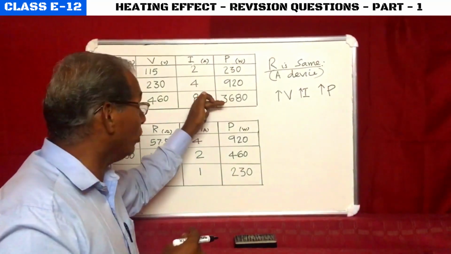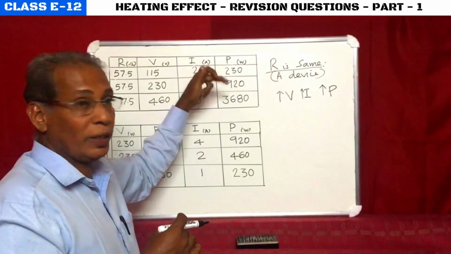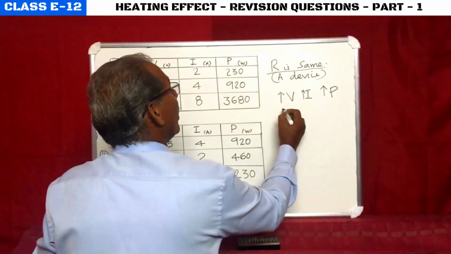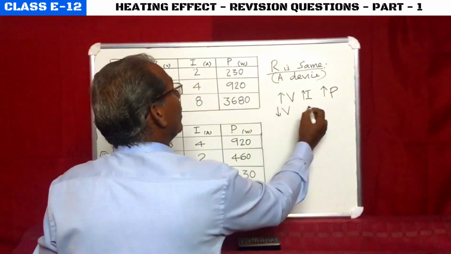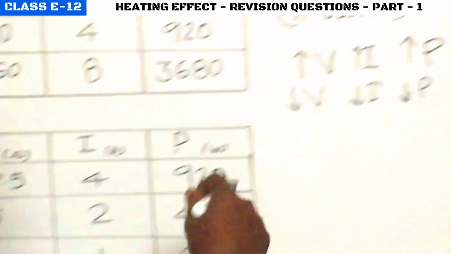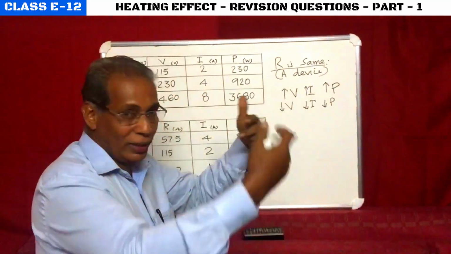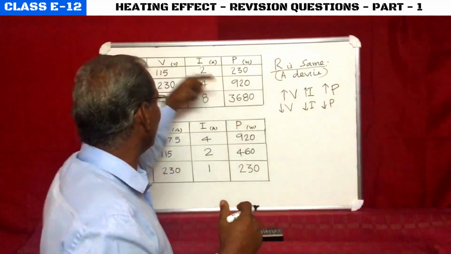and power will be again reduced. 3680 becomes 920 becomes 230. So just opposite. If voltage is decreasing, current is decreasing and power is decreasing. One and the same in two directions. One is ascending order, other is descending order. And they will keep some relation.